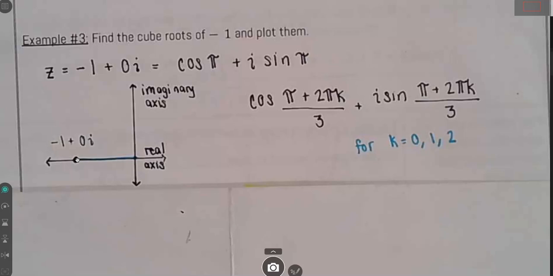Hey ladies, one thing I didn't go over. What is r in this case? What's the length of that line? Well, it's 1, right? Because the distance from 0 is always going to be 1.